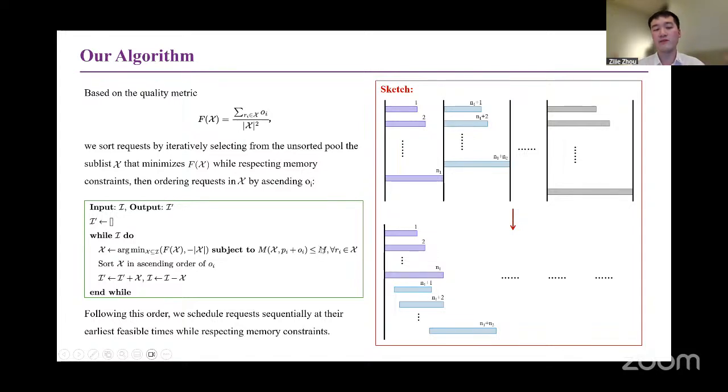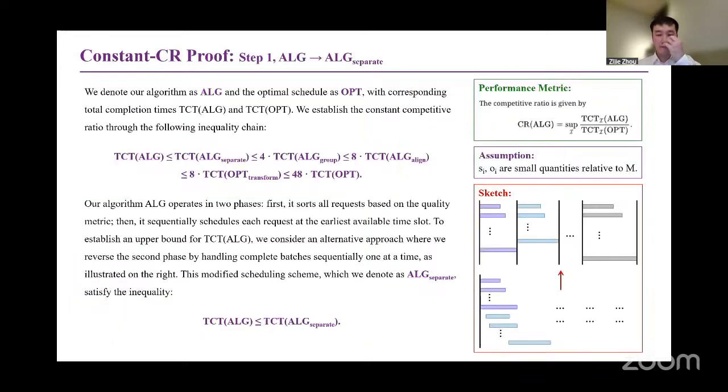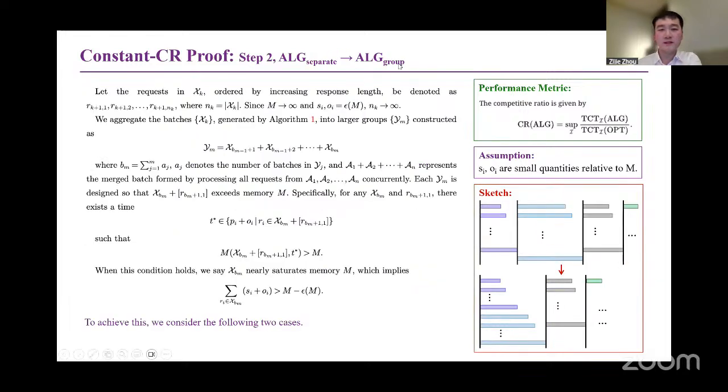We do not have a lower bound of the memory constraint, right? Therefore, it is also possible that in some batch there's only one request. So this will definitely happen. So the second step, which we call AlgGroup, is that we try to put these batches together.